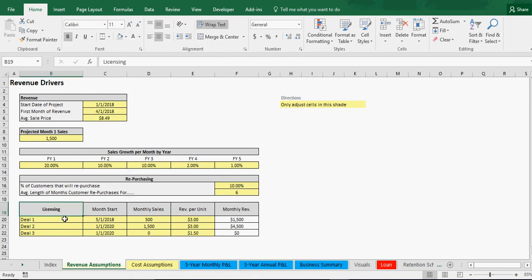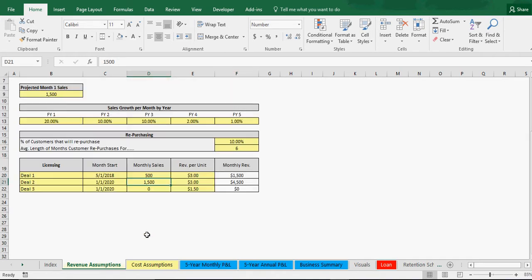Next thing is licensing. This might not necessarily be relevant to you, and if not, you can just put in zeros for these. But if it is, then you can put in numbers. This says, pick the month that you plan on the licensing deal starting, pick the amount of units you plan on that deal having per month, and then pick the amount of revenue that you get on the deal for every sale. Based on that, you'll have a monthly revenue here, and that also populates the monthly and annual summaries. Okay, so that's everything for revenue.